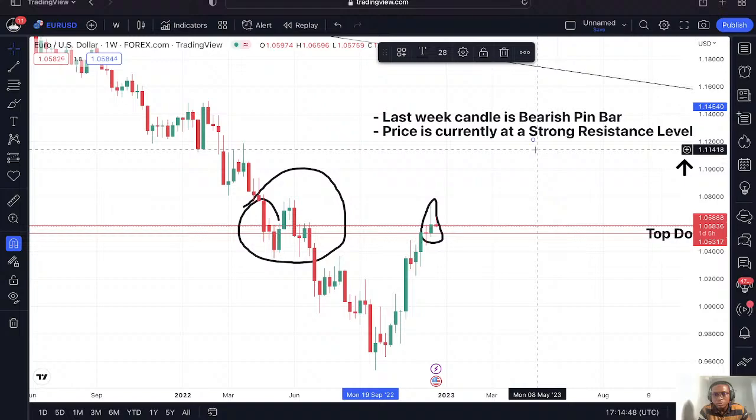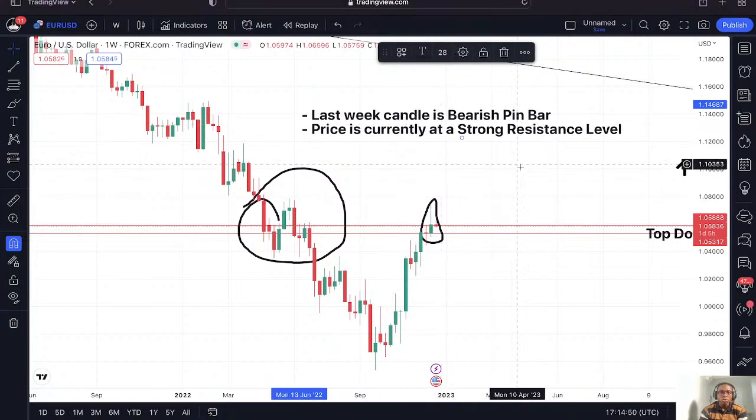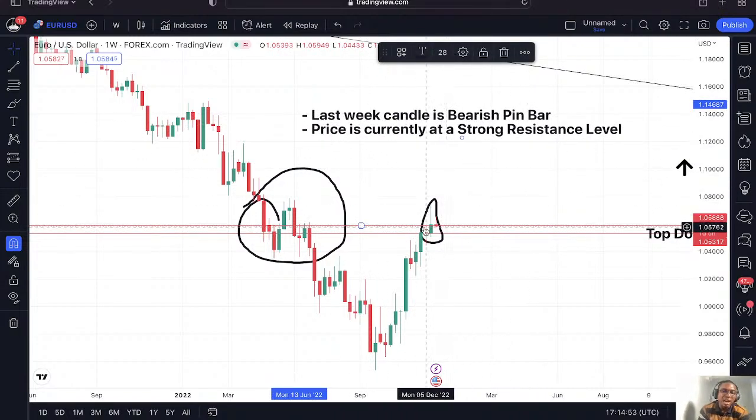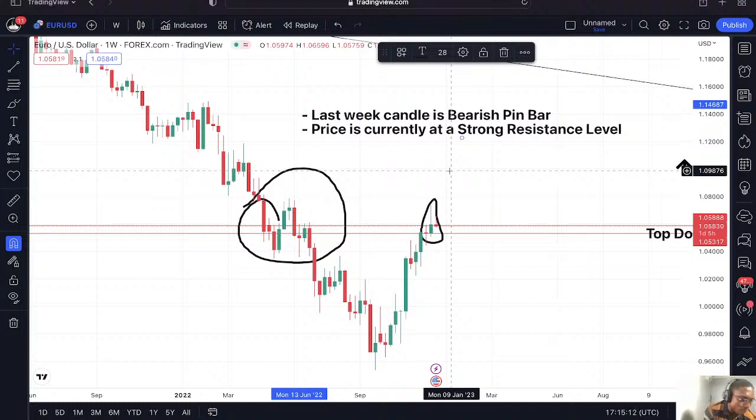All right, so these are the things I'm observing. At this level where price currently is, a strong resistance level, what is the candlestick? Bearish pin bar. That is what we are observing.